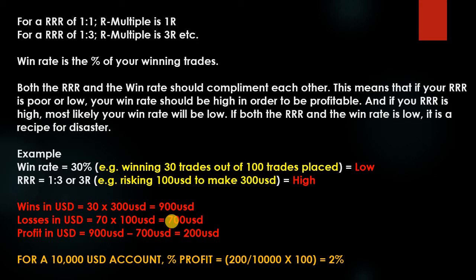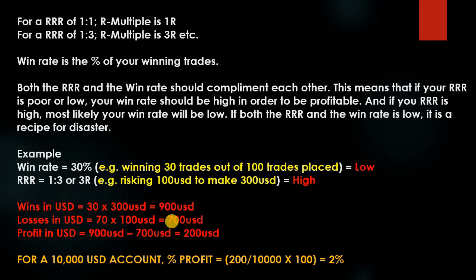Actually, it is 1:3 or 3R. It may mean that this trader is risking only 100 USD to make 300 United States dollars. So generally, a risk to reward ratio of 1:3 is considered very good and high. So you can see where these two factors complement themselves to give you a good strategy.